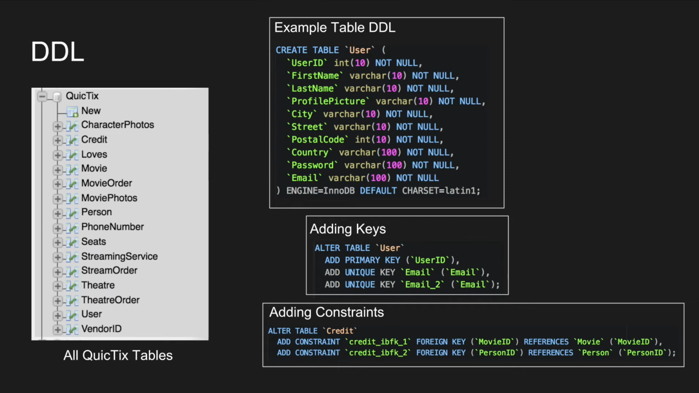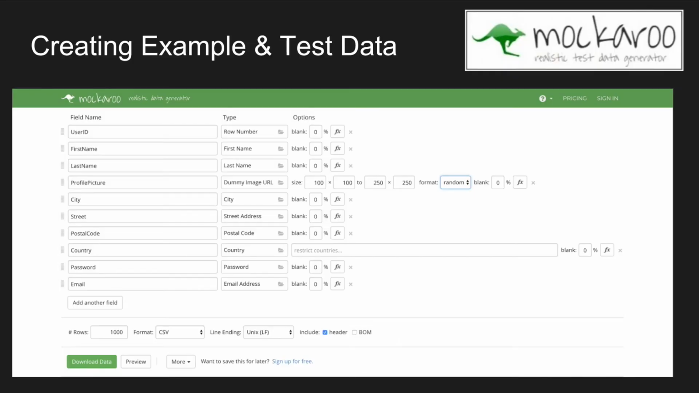After, we designate the attribute user ID to be the primary key of this table and also require the email to be unique. Finally, we create constraints that reference attributes in both the movie table as well as the person table. After executing similar commands for all 15 tables, we are ready to populate the database with test data and perform sample queries. Using a free version of a web-based mock data creation tool, we generated test data.